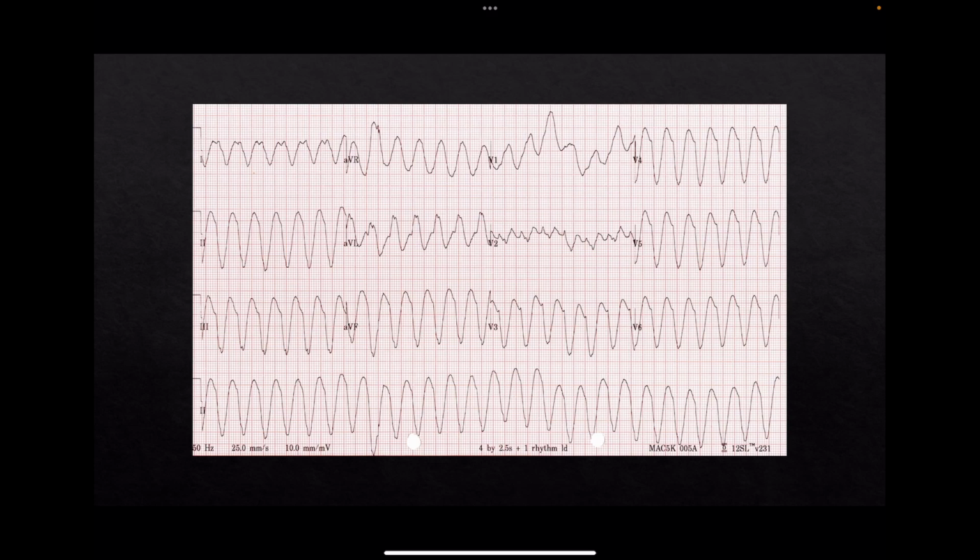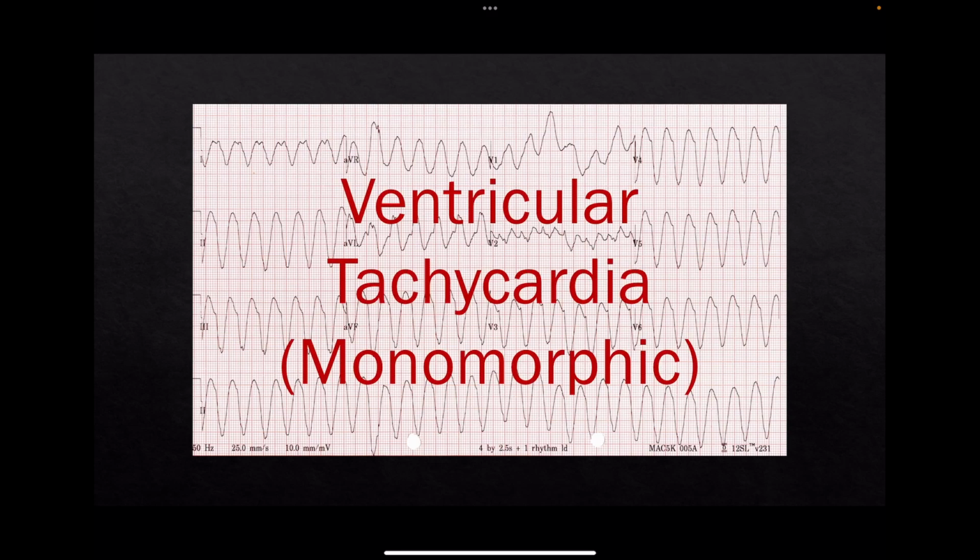What is this? This is just VTAC. Okay. Monomorphic, those aren't changing, no twisting of the points. This is not torsades, this is monomorphic, one shape, VTAC.